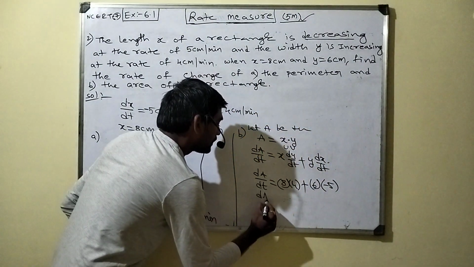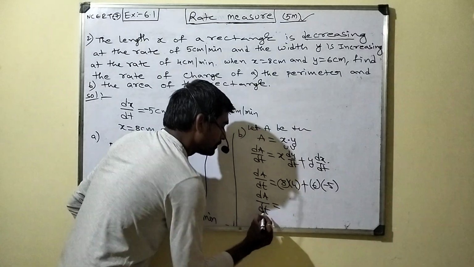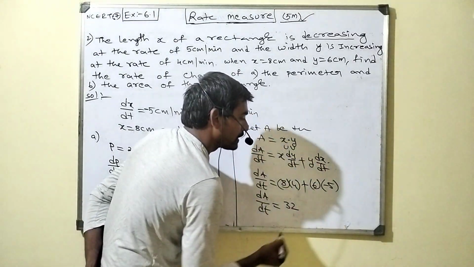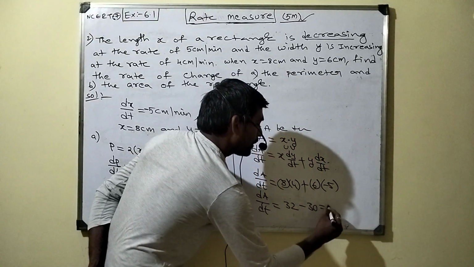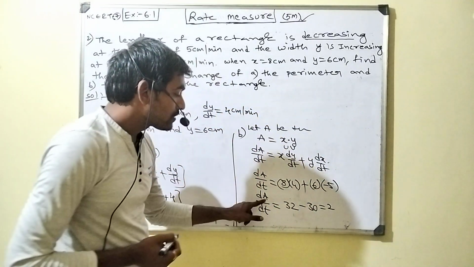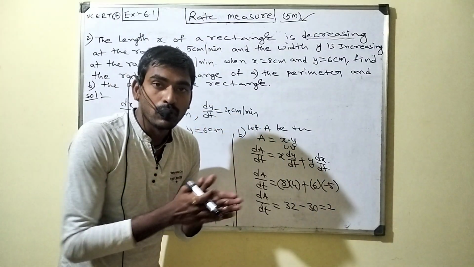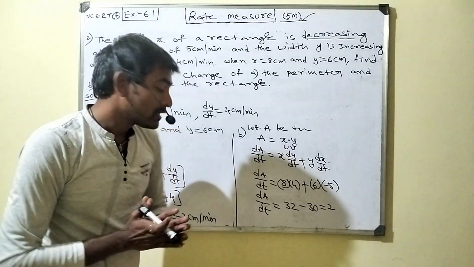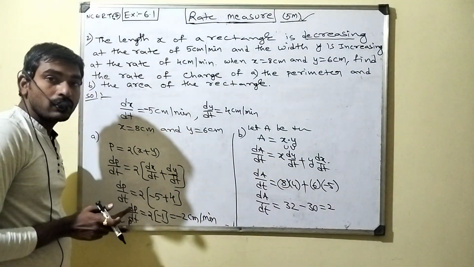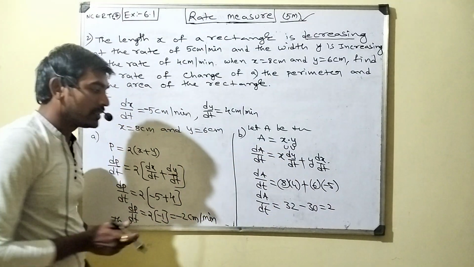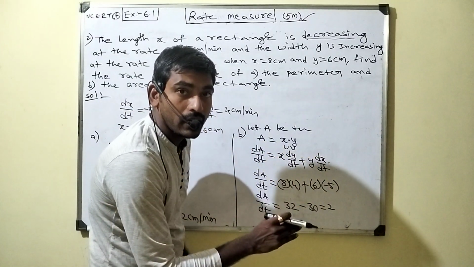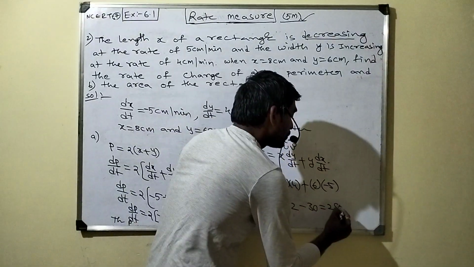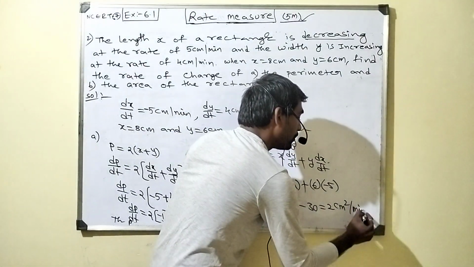Let me calculate dA by dt. 8 4s are 32, 6 5s are 30. So I am getting 2 units. This is the area. You should know that area means square units, volume means cube units, but for perimeter or length and width we take normal units. Now it is area, so which units do I prefer? Square units. So 2 centimeter square per minute.